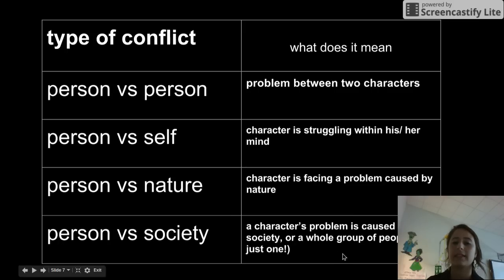But person versus society is when a character is caused by a society or a whole group of people, not just one person. So it's almost similar to person versus person, but it's like you feel like all of society is against you.